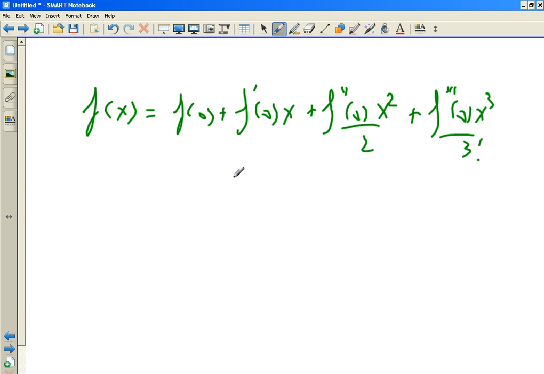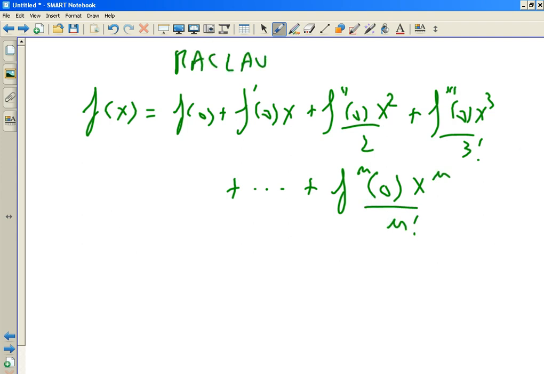And so forth, plus the nth derivative at 0 times x to the n over n factorial. This is Maclaurin's theorem, the theorem for generating power series of the Maclaurin type. There are other types. We'll get to Taylor series soon enough.